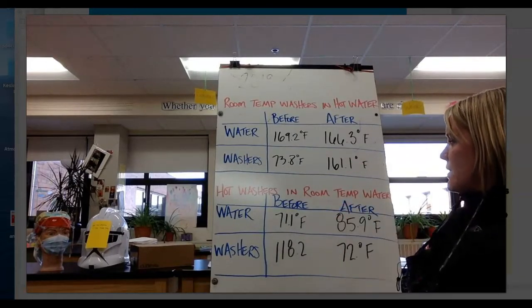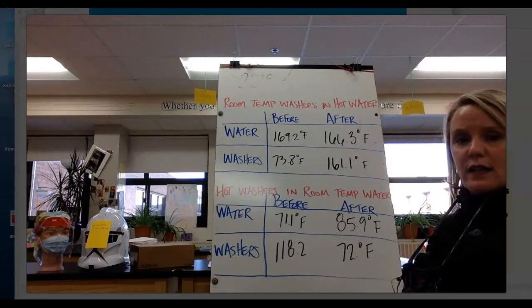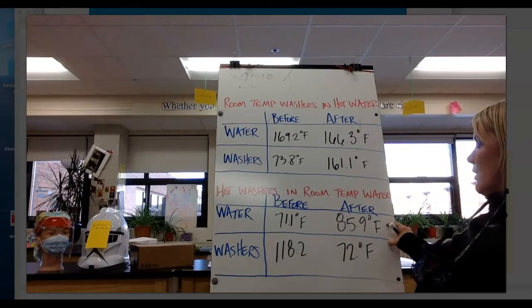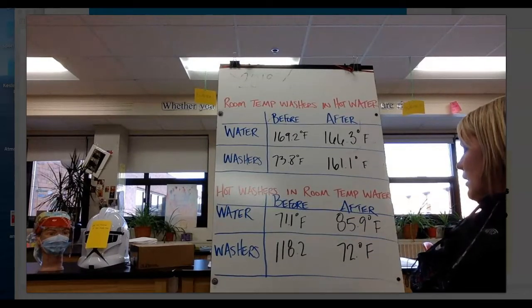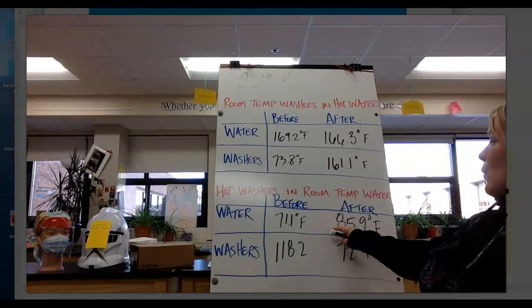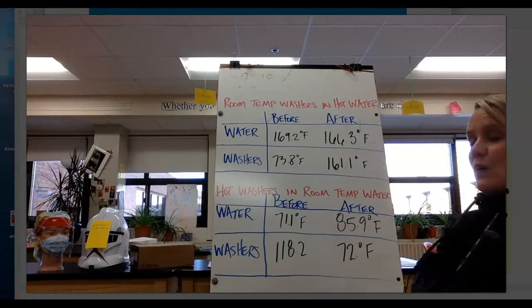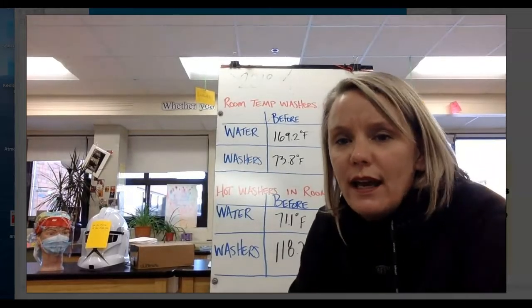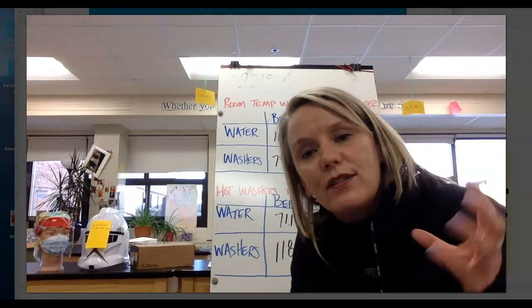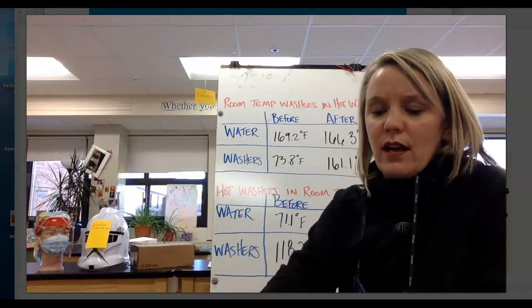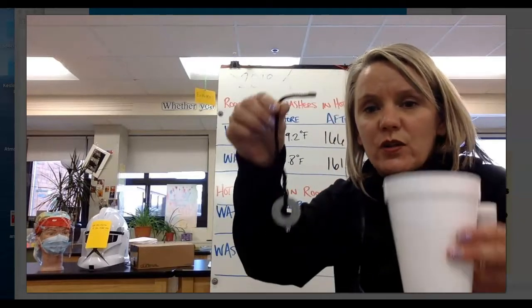Our water started out at 71 degrees. Our washers were a steamy 118 degrees. And when we put them in the same container, the water went up considerably and the washers went down considerably. And what's happening there, we're not adding anything to it. They have the same amount of energy that we started with when these two things were separate.